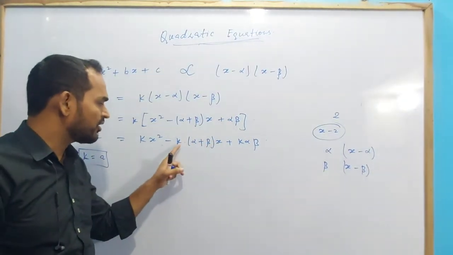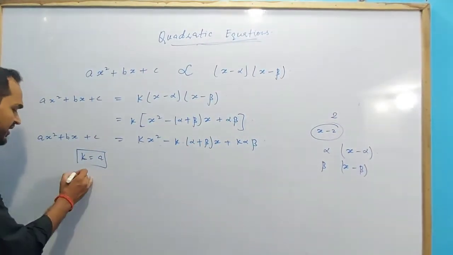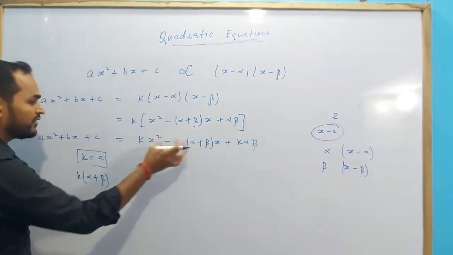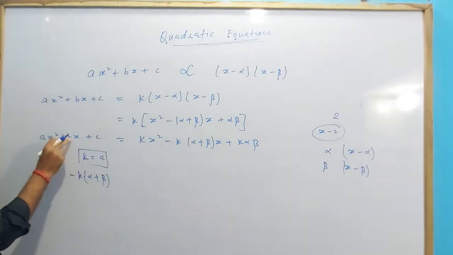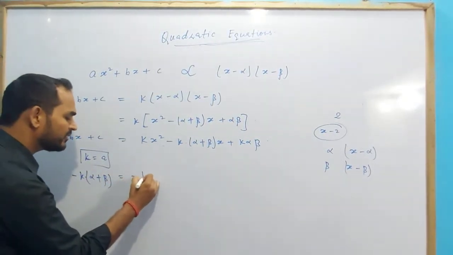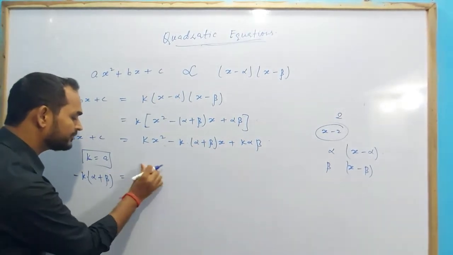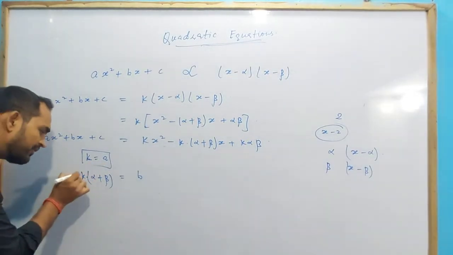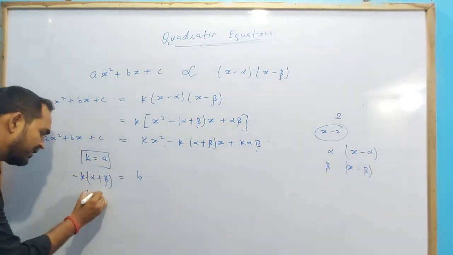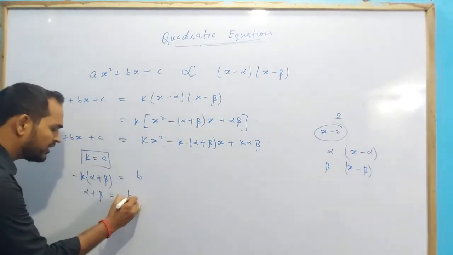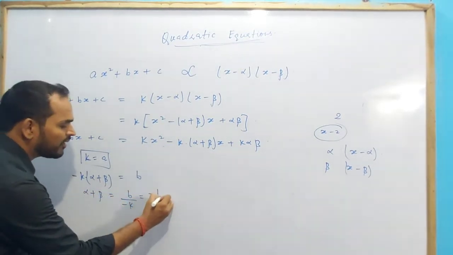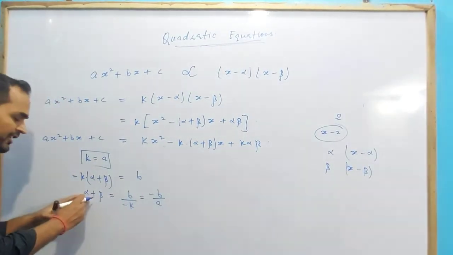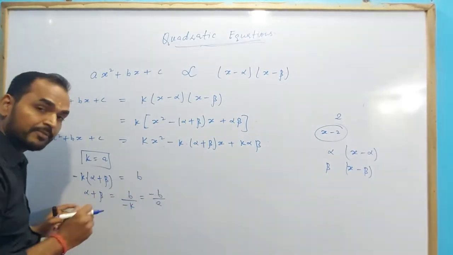The coefficient of x is minus k into alpha plus beta, and the coefficient of x is b. So you can write here minus k into alpha plus beta equal to b. Now, you know k equal to a, so put the value of k here and find out the value of alpha plus beta. It will be b upon minus k, which will be equal to minus b upon a, because k is equal to a. So here we have shown that alpha plus beta equal to minus b upon a once again.